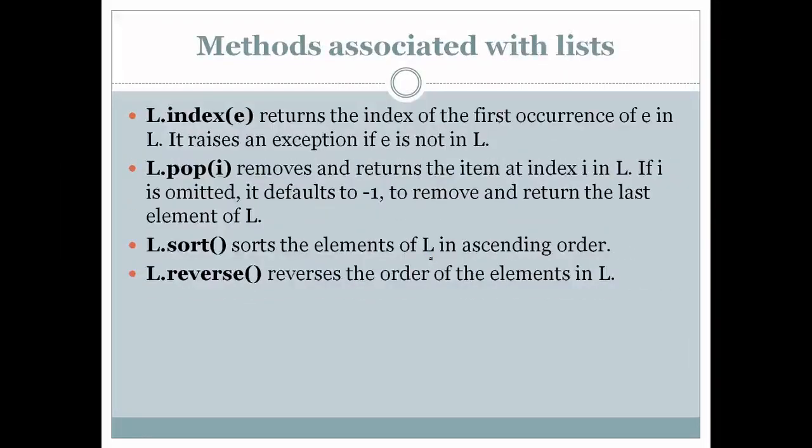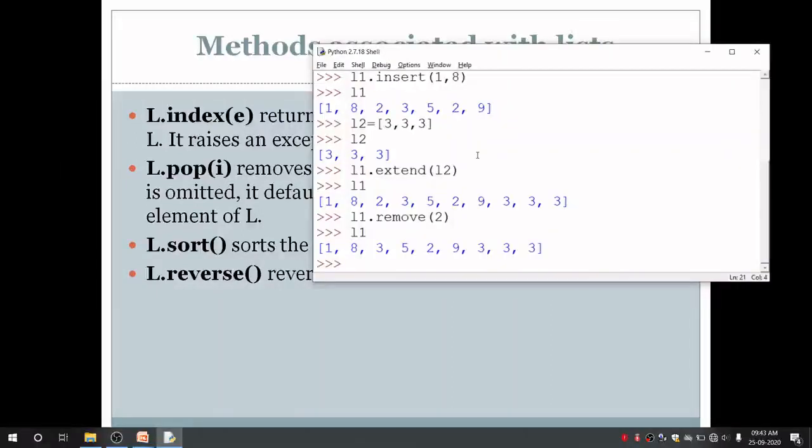Okay, the next method is L dot index of E, which simply returns the index of the first occurrence of item E in L. It raises an exception if E is not in L. It will return the index position of an item. If that item is not there in the list, it will raise an exception. Let us check this method.